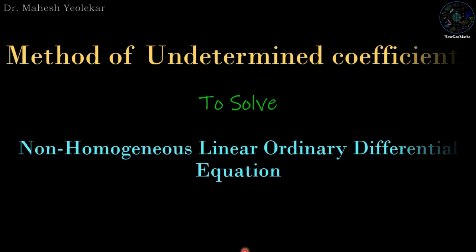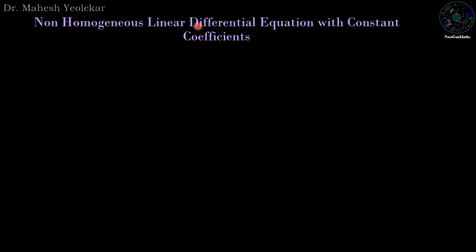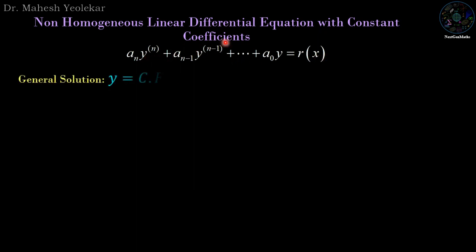In this video, we are going to discuss the method of undetermined coefficients to solve a non-homogeneous linear differential equation. Now, a non-homogeneous linear differential equation with constant coefficients. The general form of the differential equation is a_n y^(n) + a_(n-1) y^(n-1) + ... + a_0 y = R(x). Here y^(n), y^(n-1) are the derivatives of y.